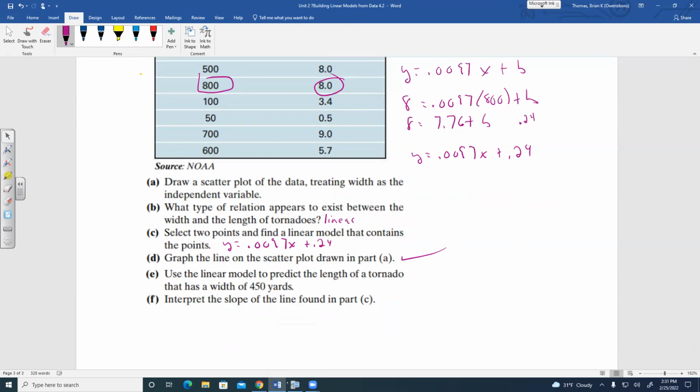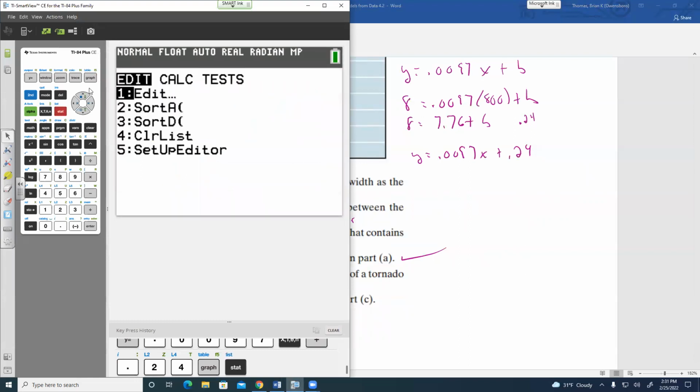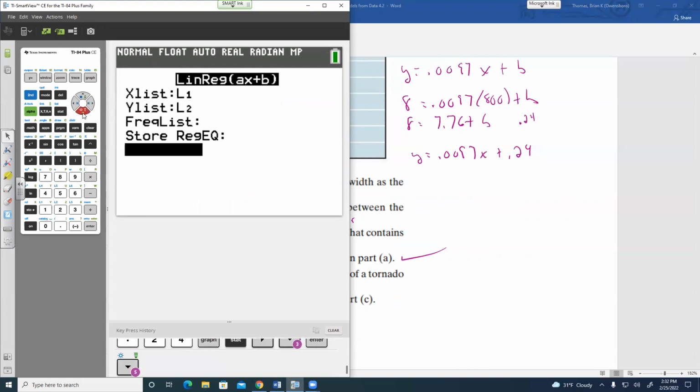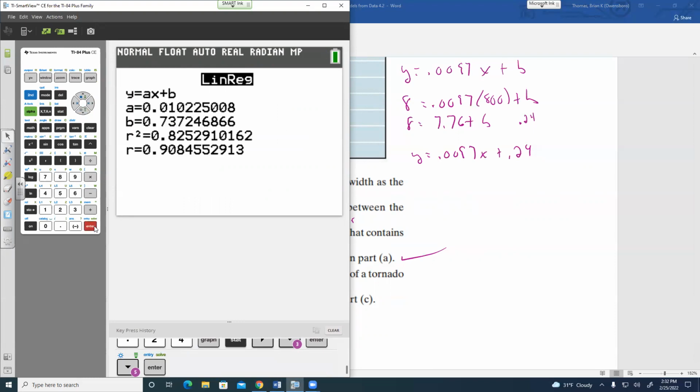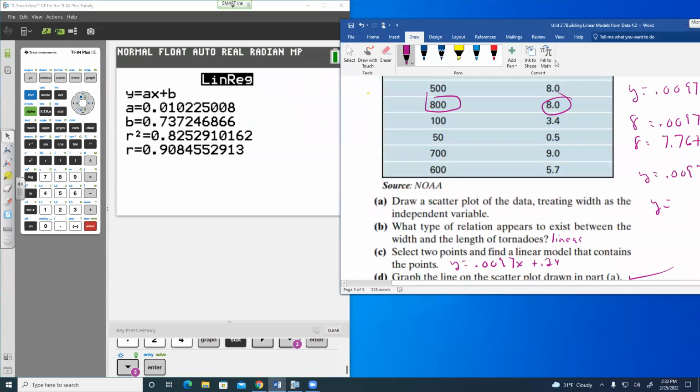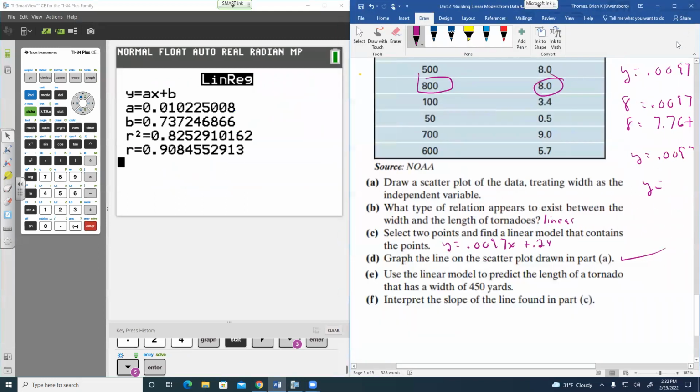So using my model here, they didn't ask me to go do theirs, but if we did, let's see what they have. If I actually did that, the line of best fit. So if I hit the stat button, go to calculate, down to number 4, just move all the way through those pieces and hit calculate. And notice how they've got y equals, let me get this where I can see both here. So I'll put this down at the bottom. So y equals 0.0102x plus 0.7372. That's what they have.